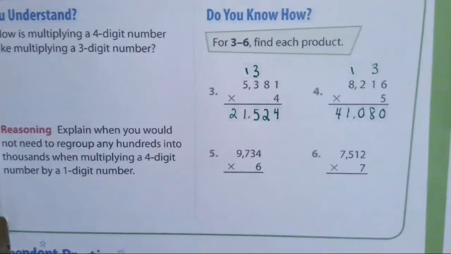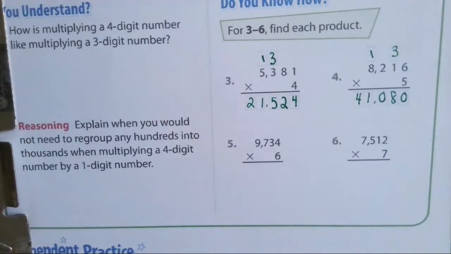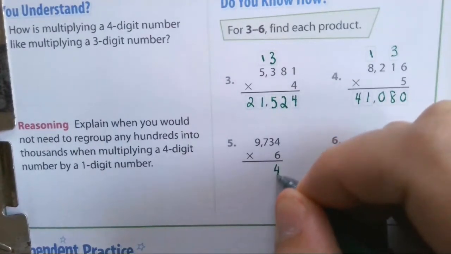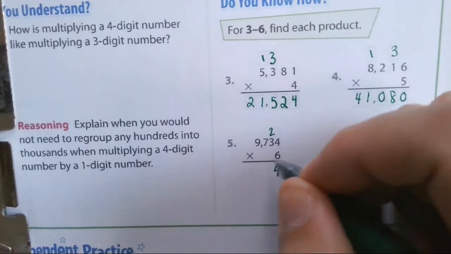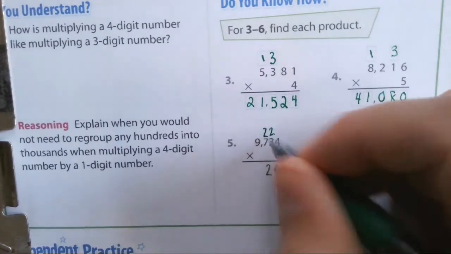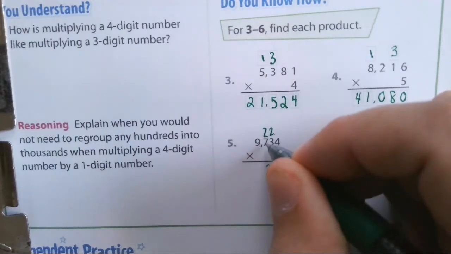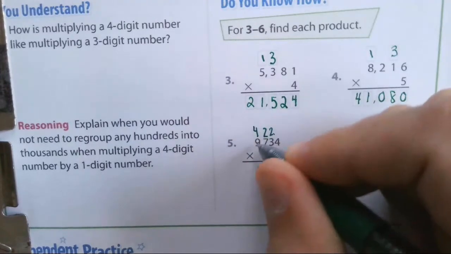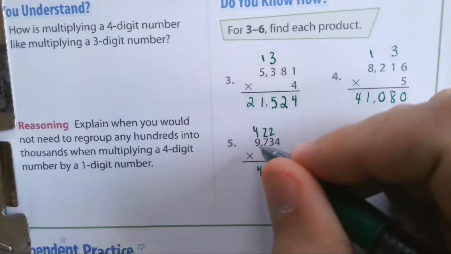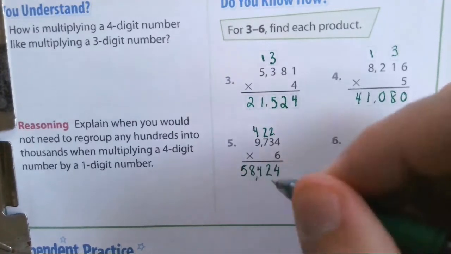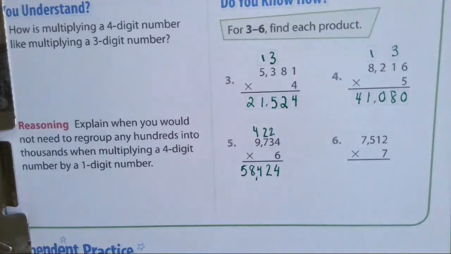Here we go. Number 5. You can try it on your own, or you can just keep following along with me, depending on how you're feeling right now. 4 times 6, 24. 6 times 3 is 18, plus 2, 20. 6 times 7 is 42, plus 2 is 44. Carry the 4. And 9 times 6 is 54, plus 4 gets me 58. So I believe the answer is 58,424.